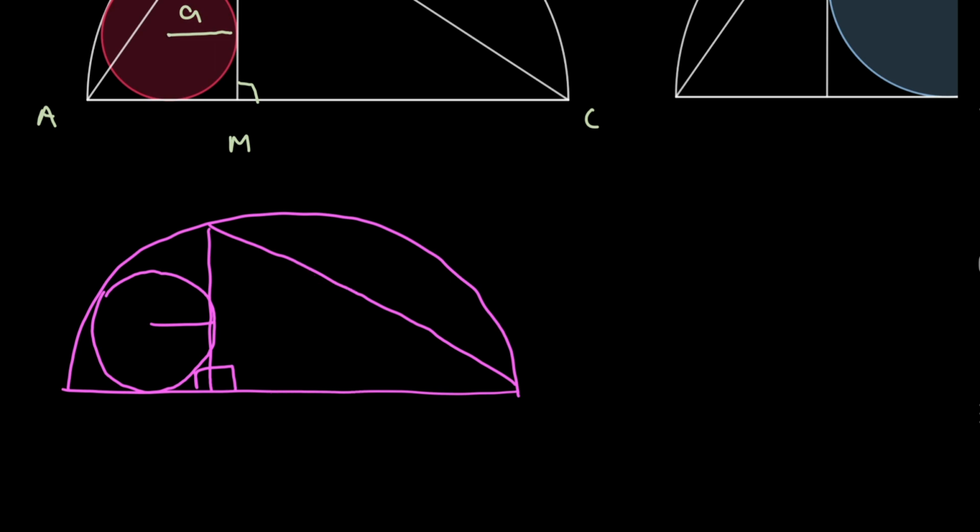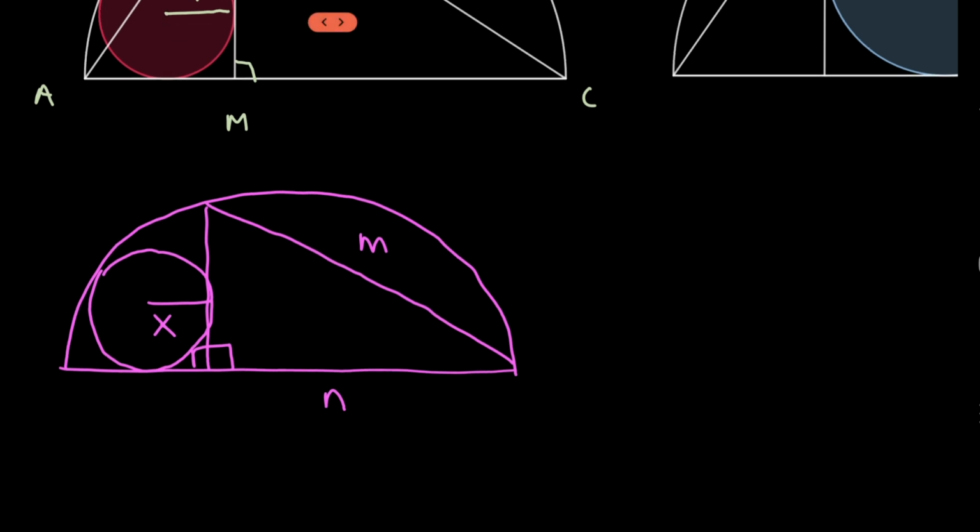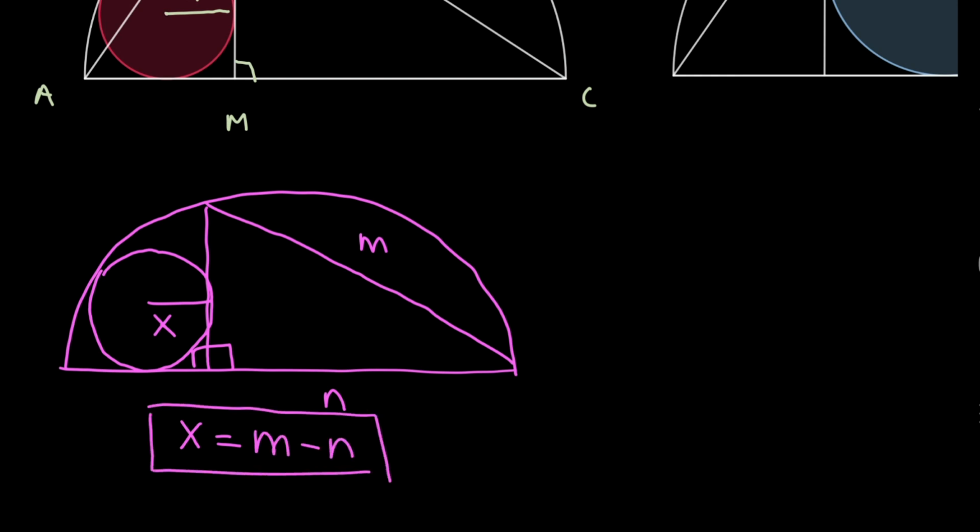So if the radius of this circle has been taken as X, the bottom base of this triangle has been taken as N and the hypotenuse has been taken as M. Bottom base means from here to there. So there is a relation that the radius of this circle would be equal to M minus N, as simple as that. And if you want to see the proof of this particular theorem, the link is in the description.